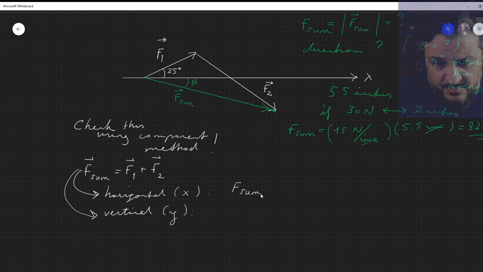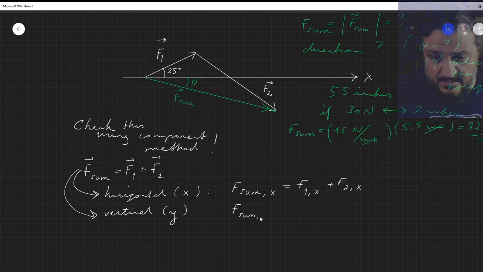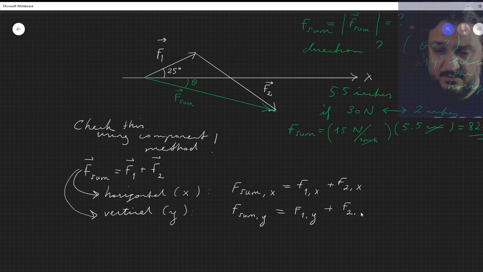The x component of the sum will be equal to the x component of f1 plus x component of f2. See, I dropped the arrows now because I'm only working with components. Similarly, the y components of f1 and f2 will add up to give me the y component of the sum. Right? So now it's about finding the components of these vectors.